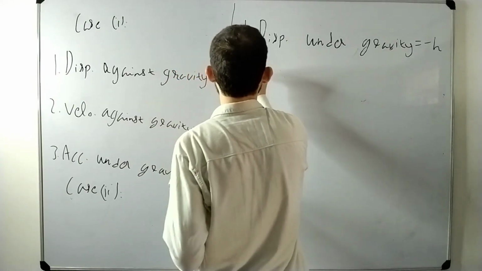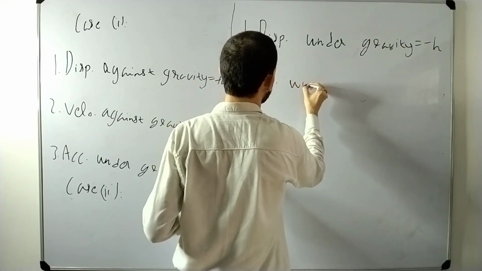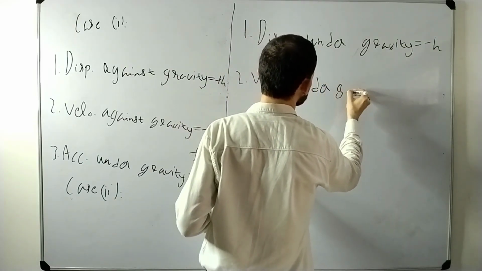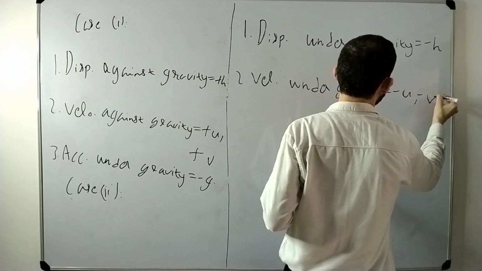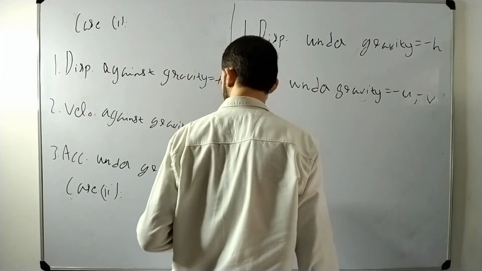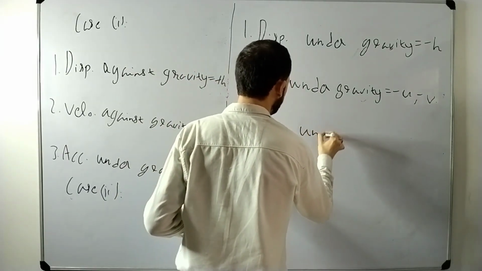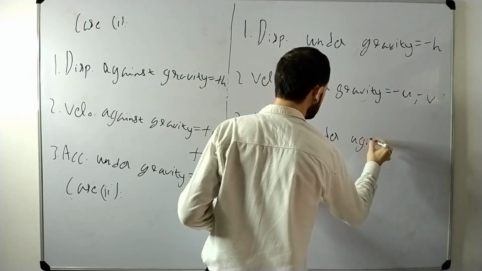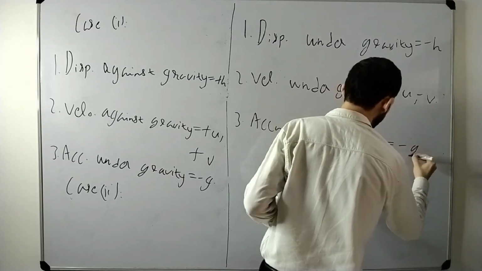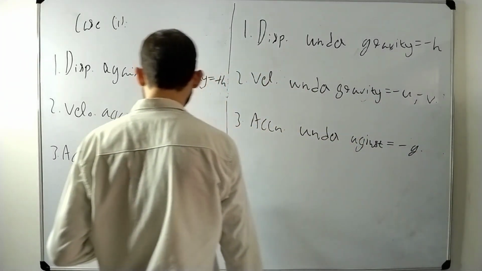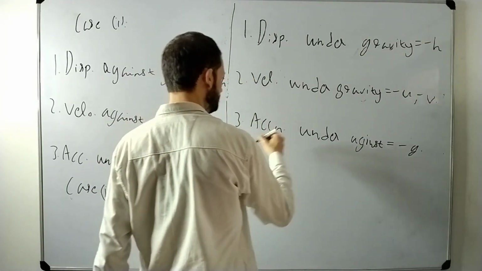Right, students, this is what? Velocity under gravity: minus u, minus v. And third, yes, student, very nice, acceleration under gravity is minus g. So in both cases, notice acceleration under gravity I have written here also. So this remains the same thing.